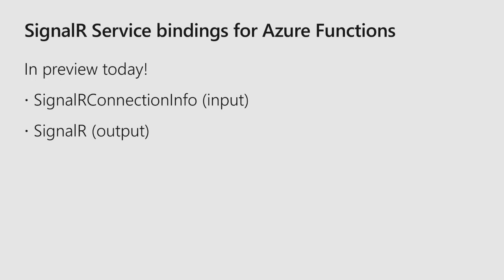And for Functions to work with SignalR Service, we have a couple of bindings that are currently in preview. The first one: for a client to connect to SignalR Service, you first need a token, so basically connection information. So the first input binding allows us to generate that token and return that to the client. And then the second one is an output binding, and that allows Azure Functions to output messages to SignalR Service to broadcast to all the connections or a subset of connections.